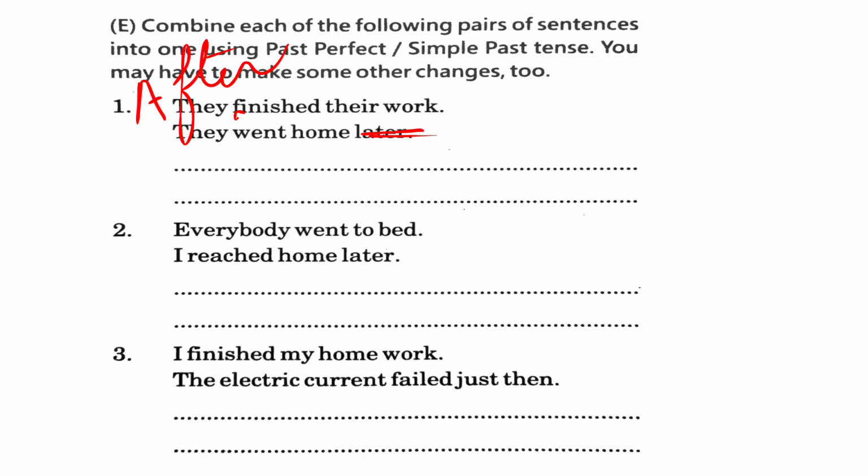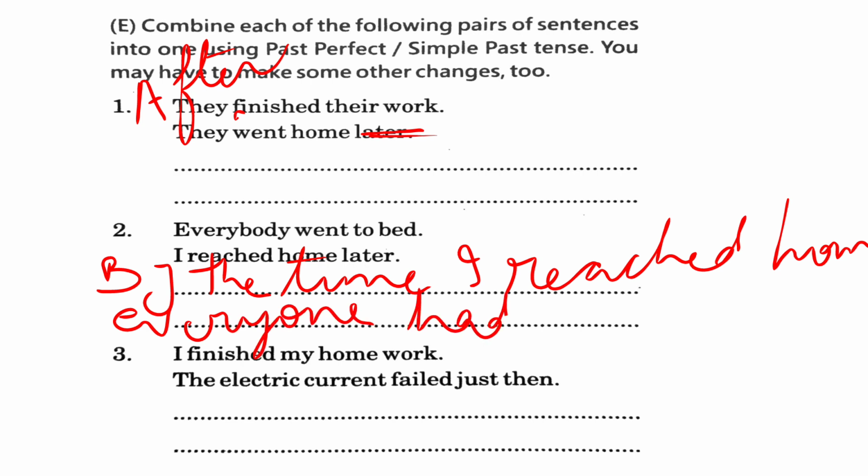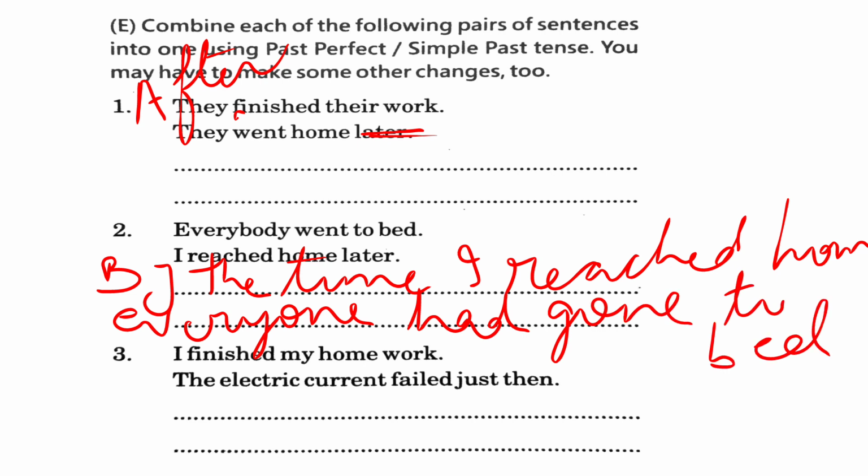Everybody went to bed. I reached home later. So you can frame your sentence like this. By the time I reached home, comma, everyone had gone to bed. Everyone had gone to bed. Full stop. I hope you understood.